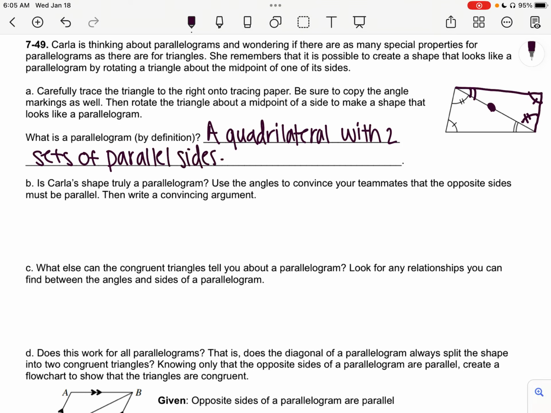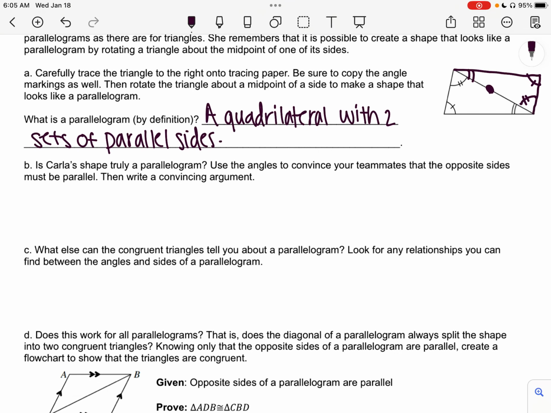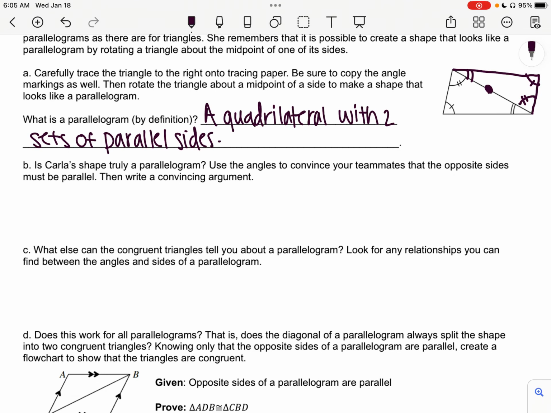Okay, so now that we have our copied rotated triangle and our definition, we're going to read some questions here. Part B, it says, is Carla's shape truly a parallelogram? Use the angles to convince your team that the opposite sides must be parallel, then write a convincing argument. So we need to think about what kinds of congruent angles, because there's a lot of congruent angles in this picture, will give us parallel lines.